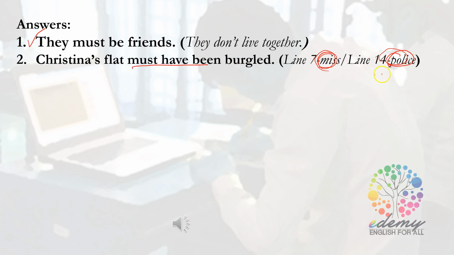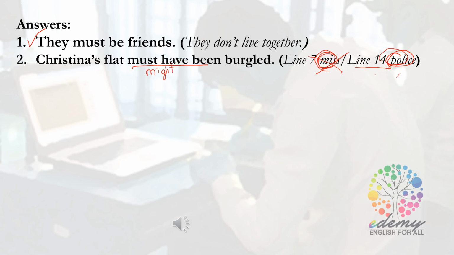For example, we don't have this clue. Christina did not miss something. We only have this, so it means Christina just called the police. So we are not sure whether she has been burgled or not. We are not sure what has happened. So in here we can use might instead of must if we don't have the clue miss. You understand?